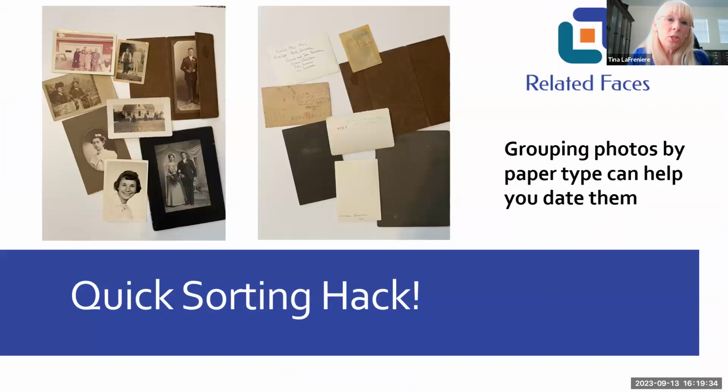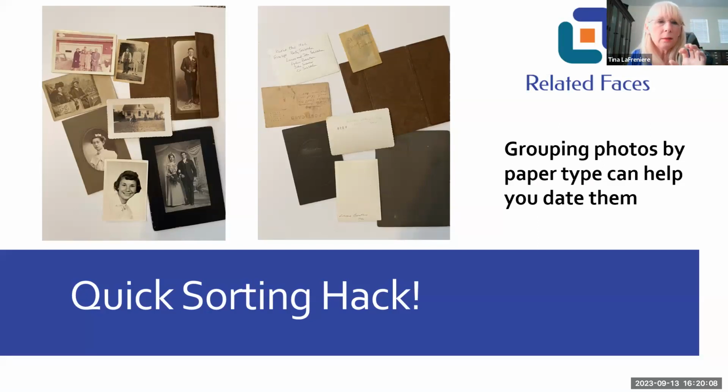Having a date range for your photo really can assist you in identifying the people in it. Here's a really fast hack, a way of grouping your photos by date range. Just flip your photos over and sort them by paper type. Make stacks by those types. For instance, a stack for those thick cardboard photos, the ones that are embossed versus the ones that are not embossed. The thin waxy paper, sometimes they're glued to cardboard.